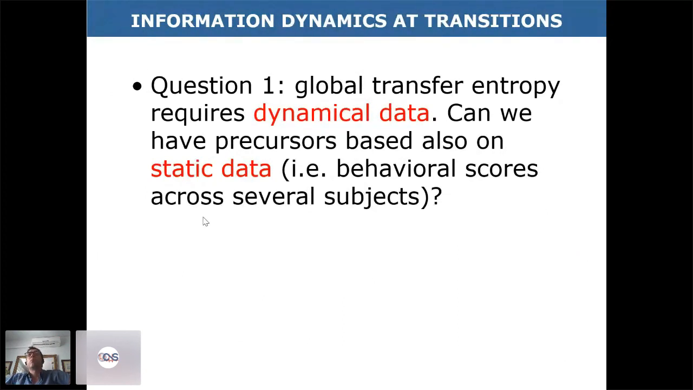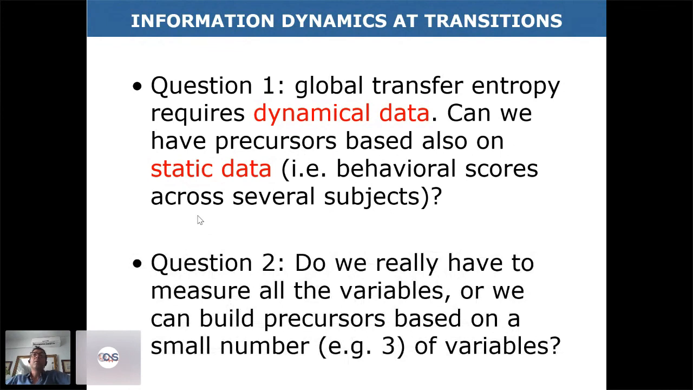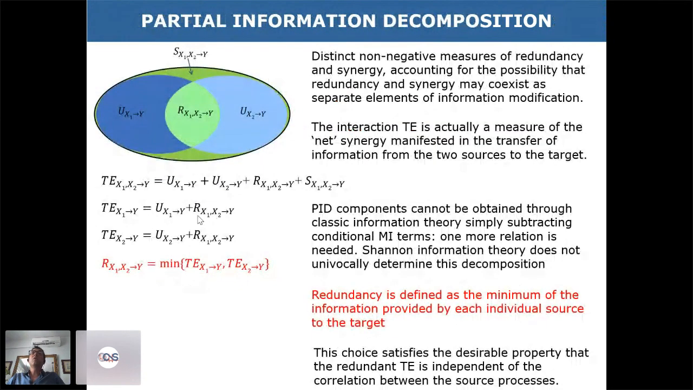And this can happen, for example, when we have behavioral scores across several subjects. So instead of finding a distribution of values in time, we find a distribution of values across subjects. And also, do we really have to measure all the variables, or can we build precursors of transition towards order based on a small number of variables, maybe a number as small as only 3? So in this case, we adopt the framework of partial information decomposition.